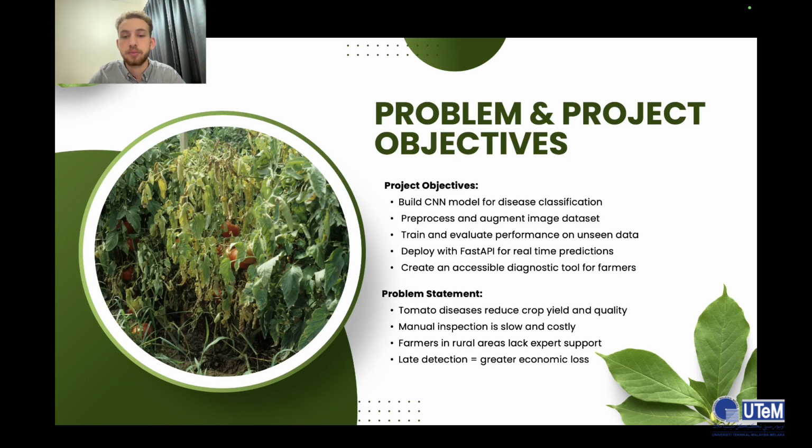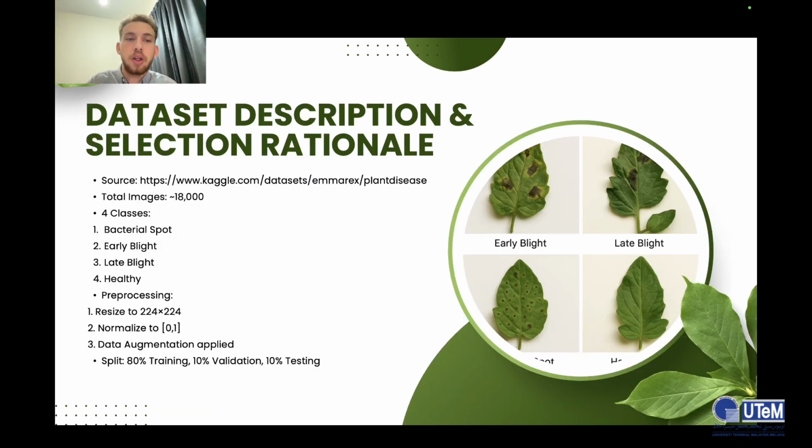The third slide talks about the dataset description and selection rationale. The total number of images we use in our project is 80K, and we use them in 4 classes. The first class is bacterial spot, the second one early blight, the third one late blight, and the last one is healthy. Move to the next slide.